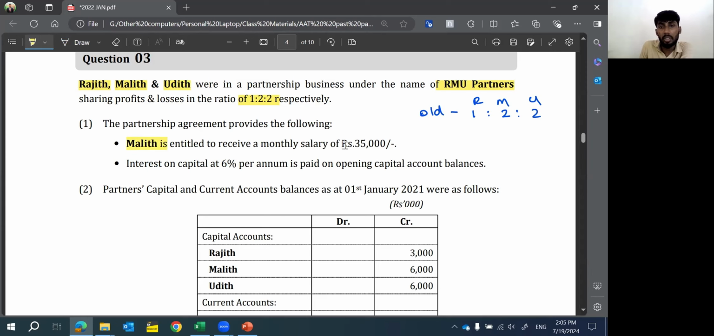The partnership agreement provides the following. Malit is entitled to receive a monthly salary of 35,000. Interest on capital at 6% per annum is to be paid on the opening capital account balances. Now, whose partnership agreement is this? This is the RMU partnership agreement, the tri-party agreement among all of them.